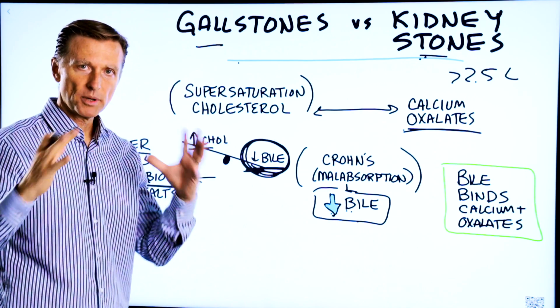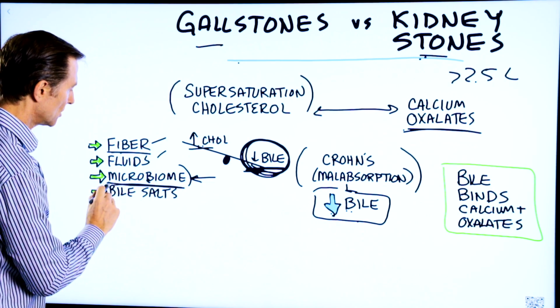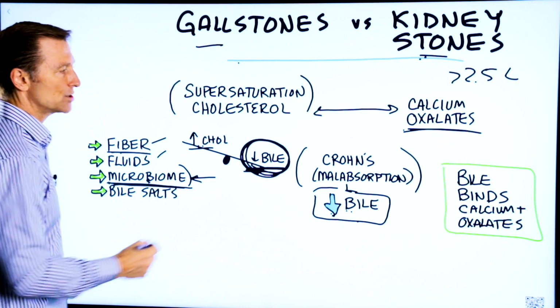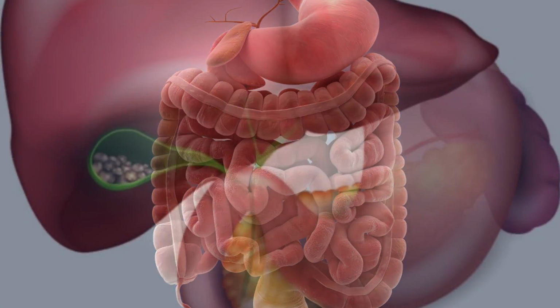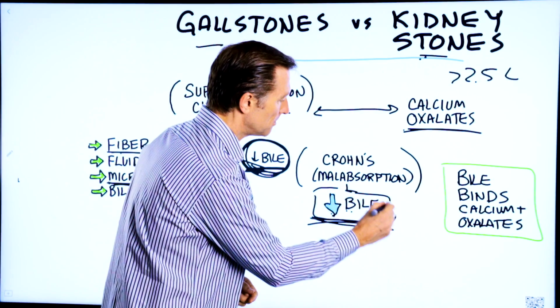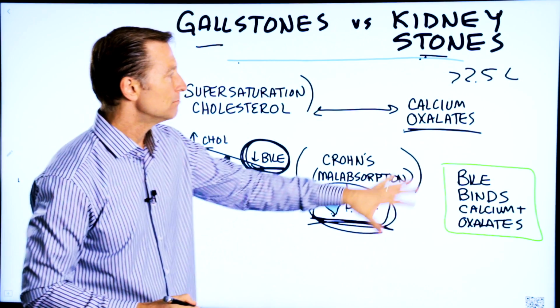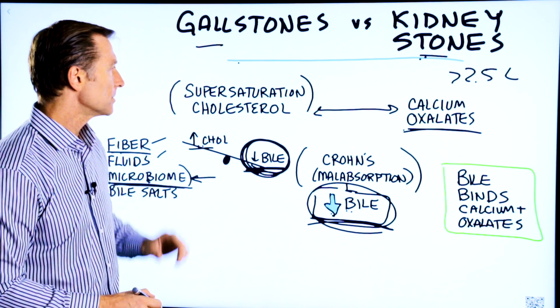You have to understand the whole picture. You have to make sure you have some fiber, fluids, your microbiome. You want to make sure that you take care of your intestines. And if you're developing a gallstone or a kidney stone, it wouldn't hurt to start taking purified bile salts to help to start binding these calcium and oxalates, as well as to break up some of this cholesterol.